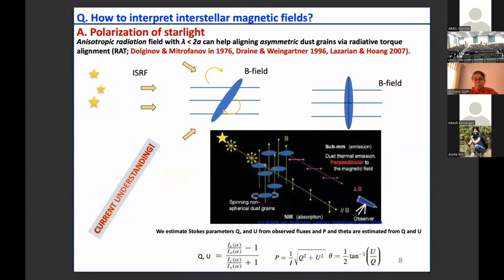A very well established and now lab tested theory about the interstellar polarization is the RAT alignment, the radiative torque alignment, where the anisotropic radiation, with a wavelength less than the size of the grain, meaning asymmetric grains, hits the interstellar radiation field and these asymmetric grains, and it gets them to spin. Because of the interstellar magnetic fields, they are aligned in such a fashion that we get a polarization component of the background starlight. I'm not going deep into the polarization mechanism here.